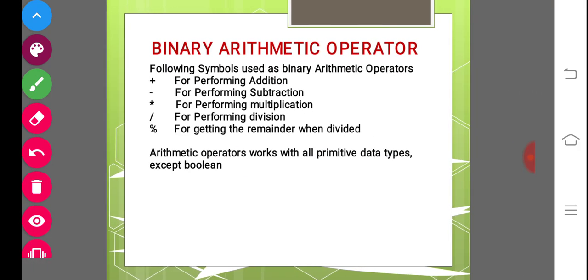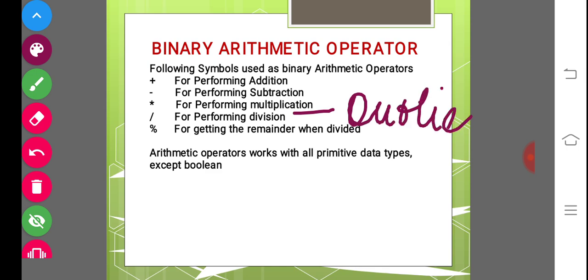Now comes binary arithmetic operator. So the following symbols are used as binary arithmetic operators: plus, minus, multiply, and then divide and modulus operator. What is the difference between divide and modulus operator? The divide operator returns you the quotient, whereas the modulus operator returns you the remainder.